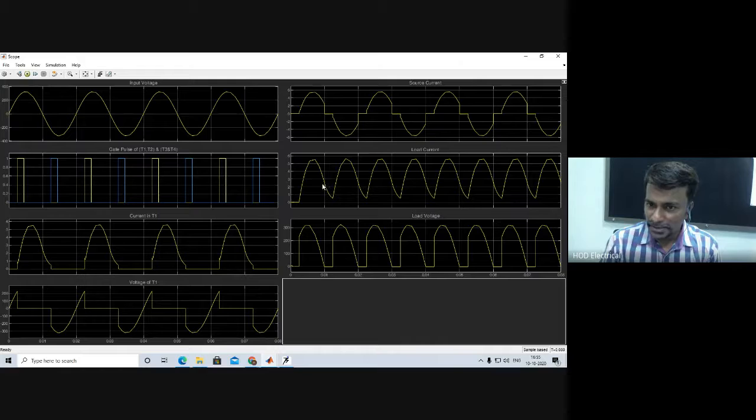So in between, in this region, we can see thyristor T1 and D1 will be forward biased after the positive half cycle. Here thyristor T2 and D2 will be conducting and freewheeling. It will act as a freewheeling path. That is why we are not getting any negative swing in the output voltage.